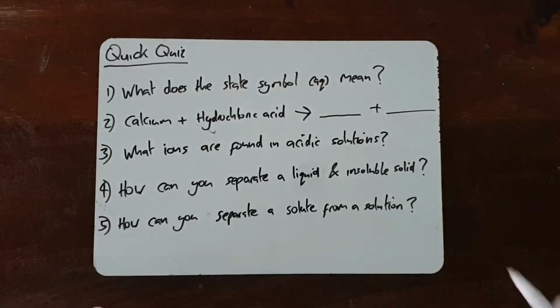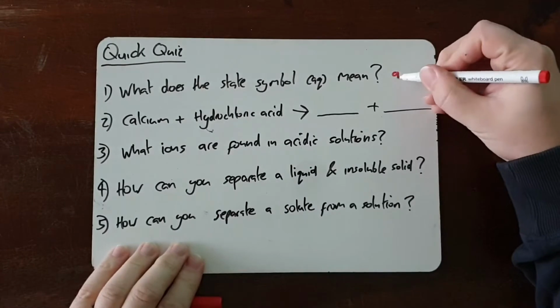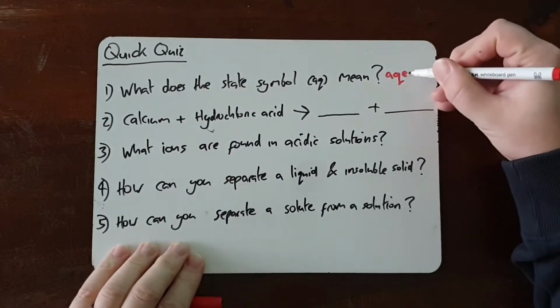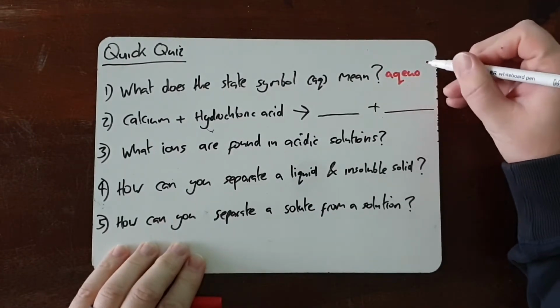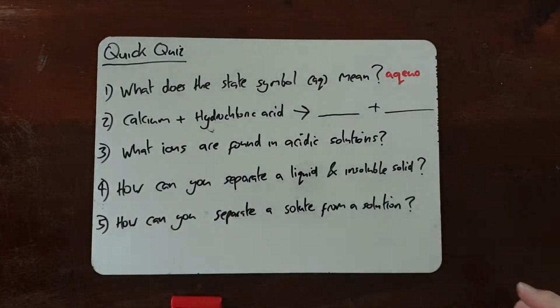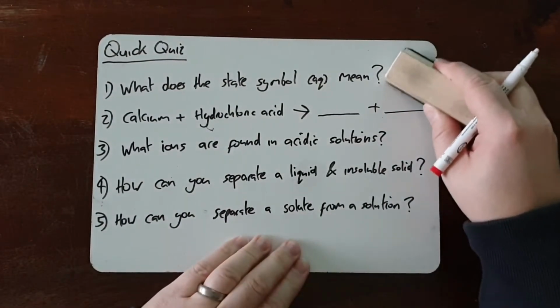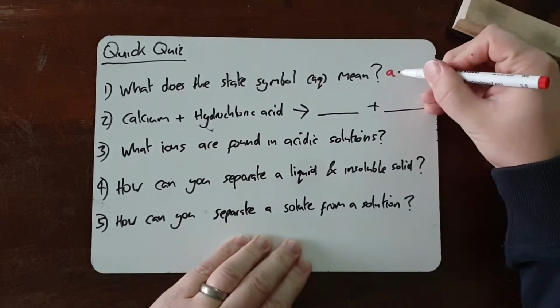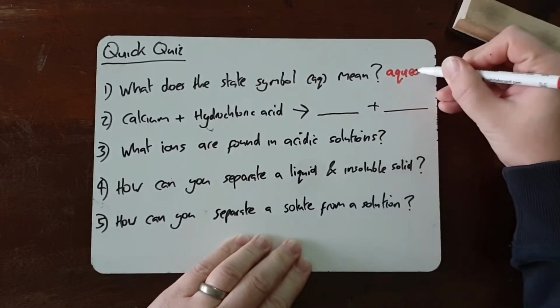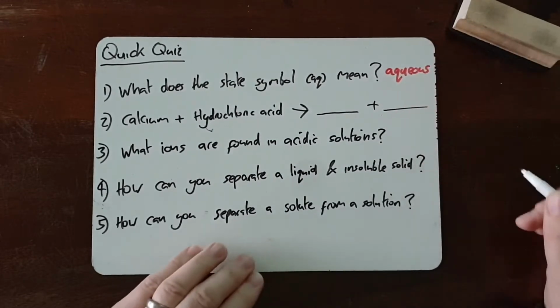Okay, so what does the state symbol aq mean? So aq means aqueous. I can't spell it all today. Means aqueous, means something is dissolved in water.